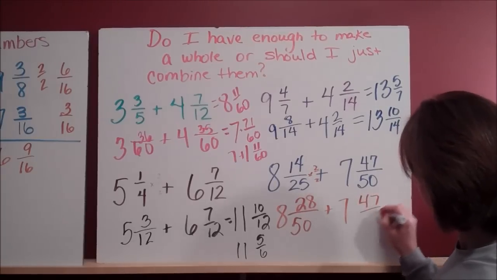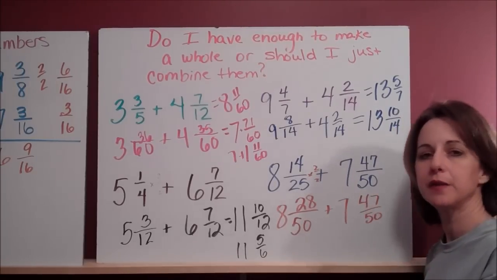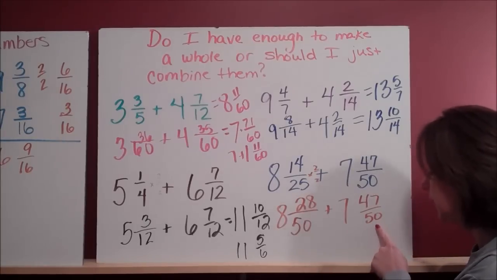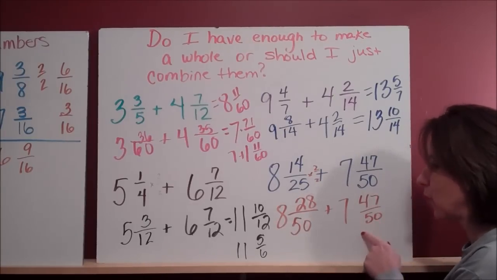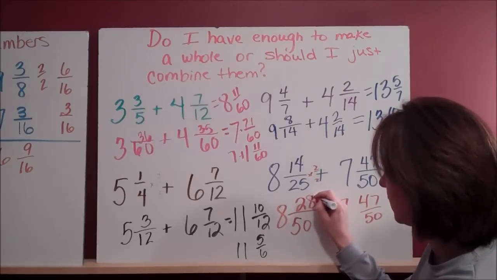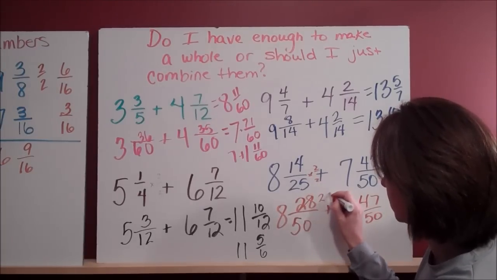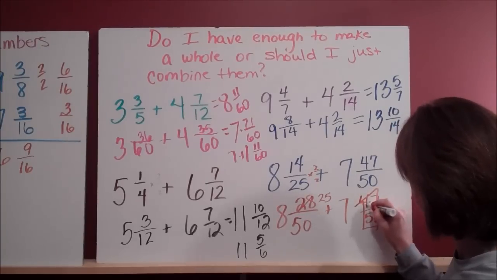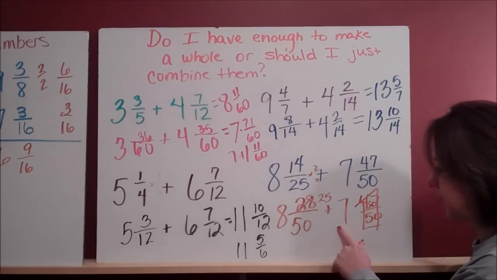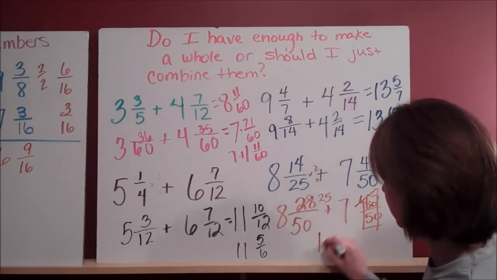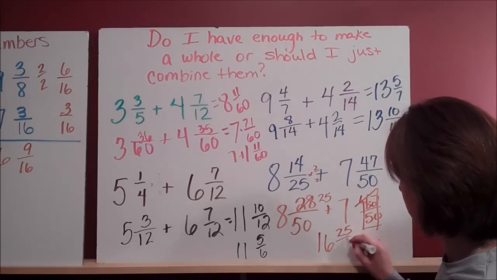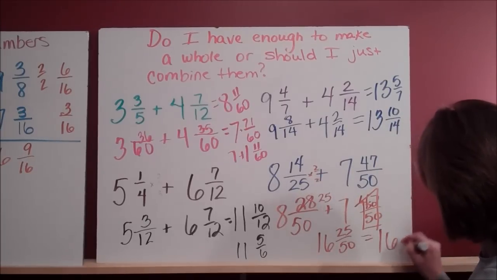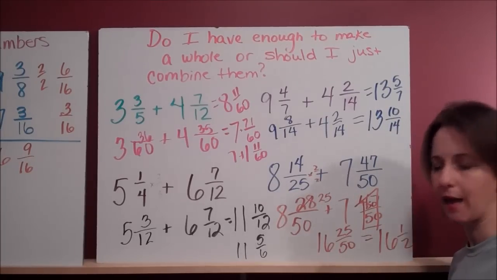7 and 47/50ths. This one I do have enough to make a bond, and this one is where you might see the benefit of it, because I only need 3 to make this a whole. So if I take 3 from this becomes 25, and now this is a whole called 50/50ths. So I have 7, 8 plus 8 is 16, and 25/50ths, which simplifies to 16 and 1/2.